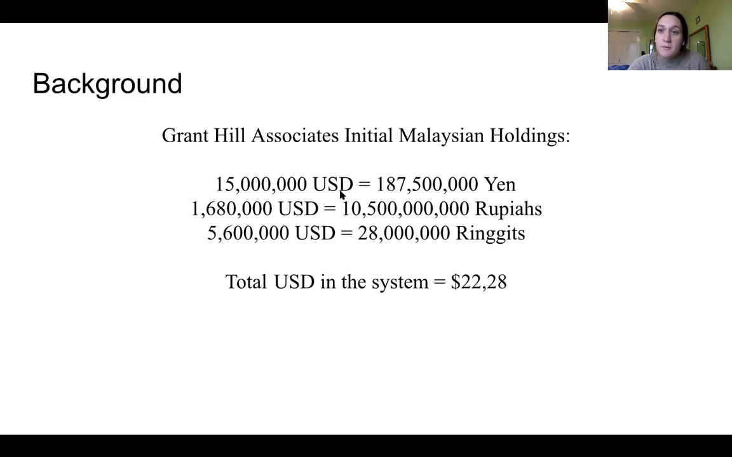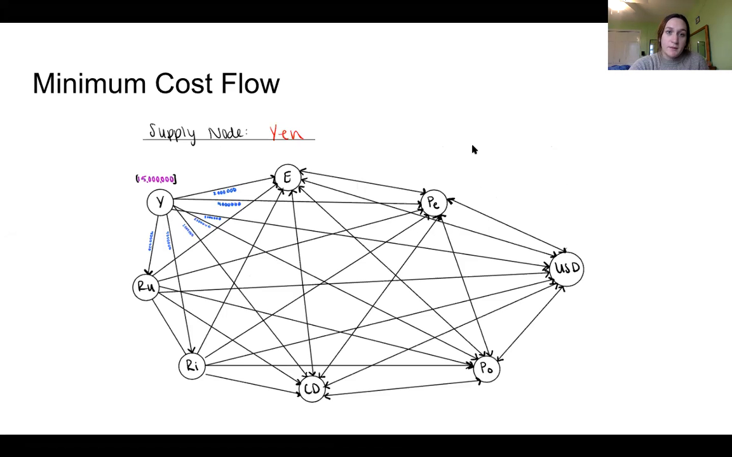And so to get a little bit more grasp on this problem, I drew some flow diagrams of our minimum cost flow. So to start, we have 3 different supply nodes. The one I'm going to talk about first is the yen. And so we have about $15 million worth of yen in holdings right now that we really want to get out and back to US dollars.